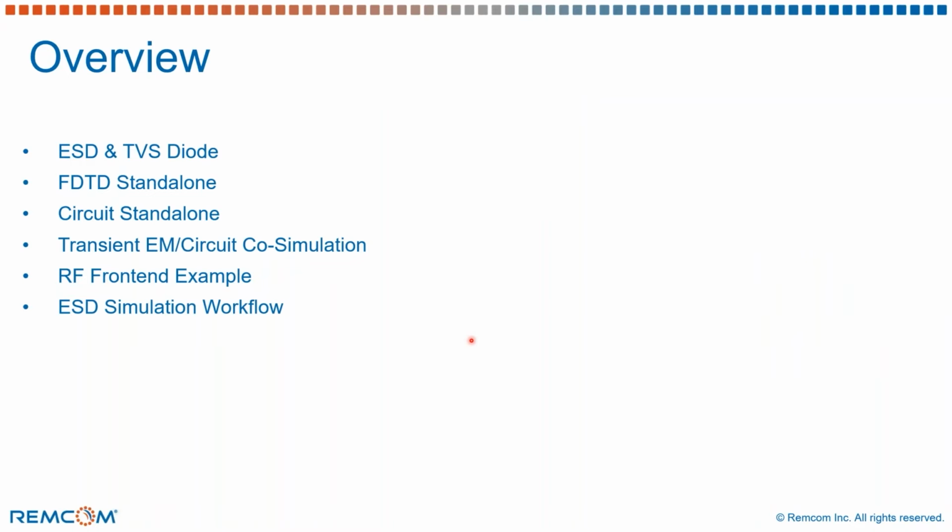To start off, I would like to give you an overview of the things I will be covering in today's webinar, starting with the basics of electrostatic discharge, which I will be referring to as ESD throughout the presentation, and transient voltage suppressor diodes, which I will be referring to as TVS diodes throughout the webinar. Next, looking into three different kinds of solvers: the FDTD standalone, circuit standalone, and transient EM circuit co-simulation. Then an example where the transient EM circuit co-simulation is used to protect an RF front end from ESD. And finally, the interesting part, the ESD simulation workflow to simulate TVS diodes.